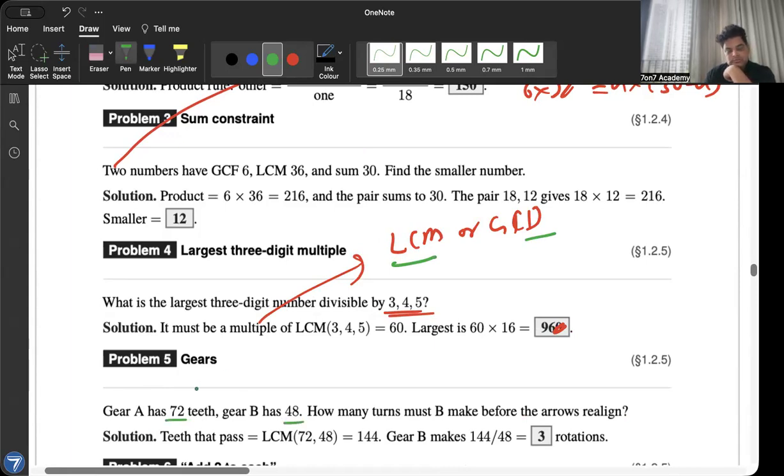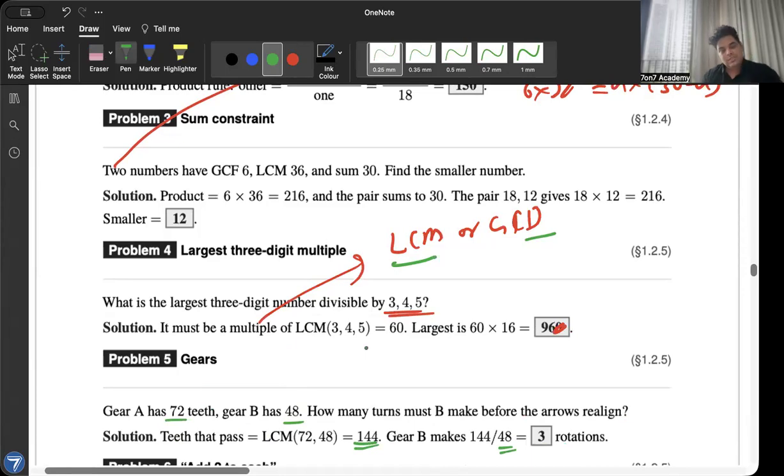Agree? So what would be the LCM of that? Just do it properly. The LCM is 144. So the answer is 144. Okay, so in 144, this gear, how many rotations does it do? 3 rotations. I hope you understand what I'm trying to say.